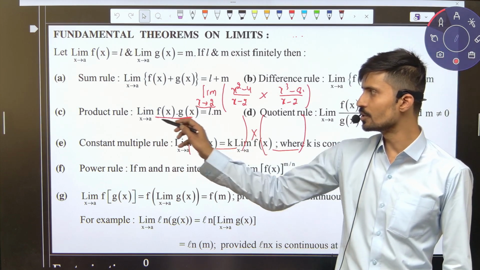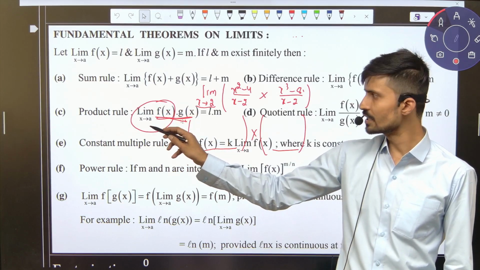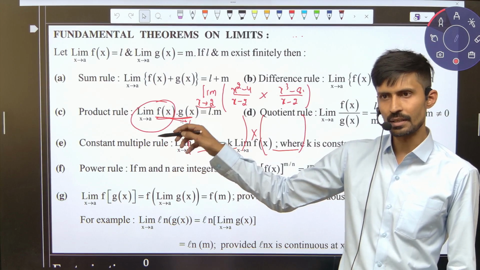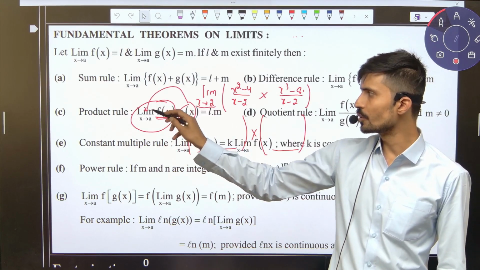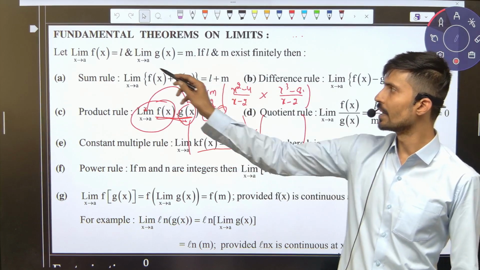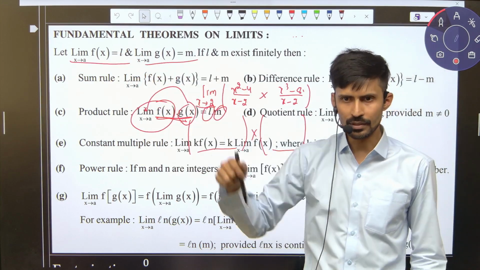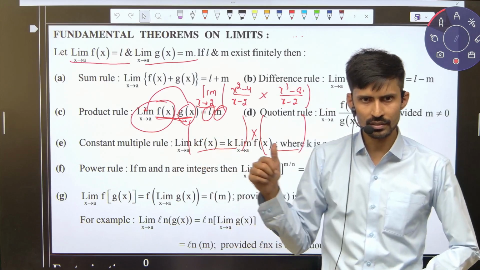Limit of fx into gx is there. So if you find limit x tends to a of fx separately, then limit x tends to a of gx separately, the answer is L into M. Here L is limit x tends to a of fx and M is limit x tends to a of gx.